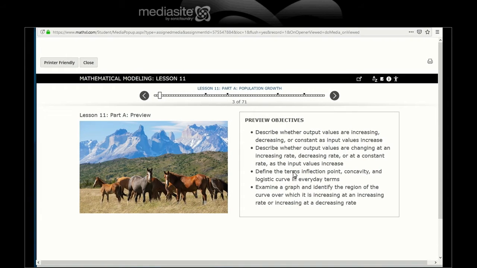So let's see, we have lots of horses in, I don't know, Montana, Wyoming, Nebraska, who knows? So let's see our objective. Describe whether output values are increasing, decreasing, or staying about the same. Describe whether output values are changing at an increasing rate, decreasing rate, or at a constant rate. Okay, in other words, is it changing?